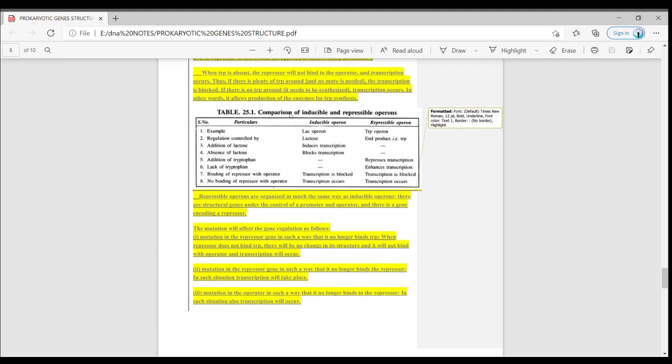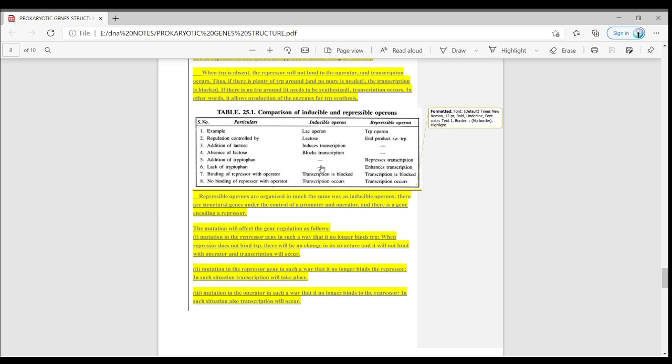Now this is the table showing the comparison of inducible and repressible operons. Inducing means starting and repressing means stopping. So this is the inducible operon and this is the repressible operon. Example, the lac operon and the tryptophan operon. The regulation is controlled by lactose, while here the end product is tryptophan. Addition of lactose will induce the transcription in the inducible operon, with no need of lactose in the repressible operon. Absence of lactose will block the transcription. In the repressible operon, it is not seen.